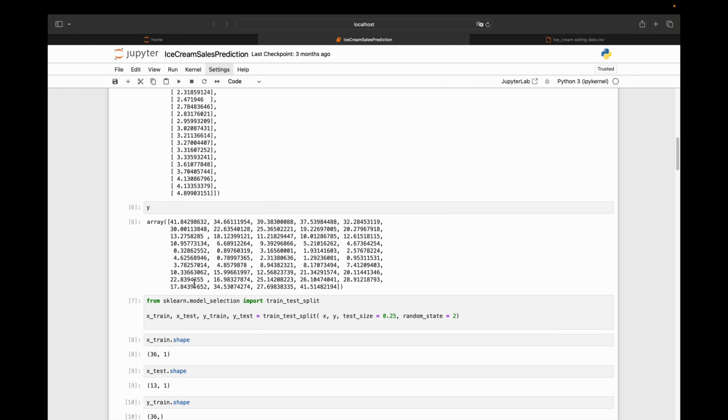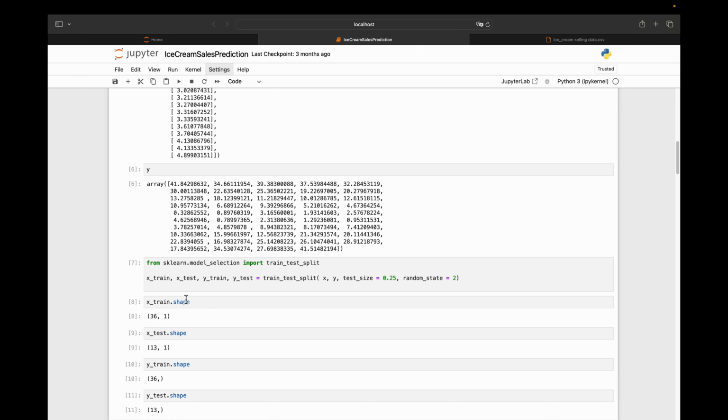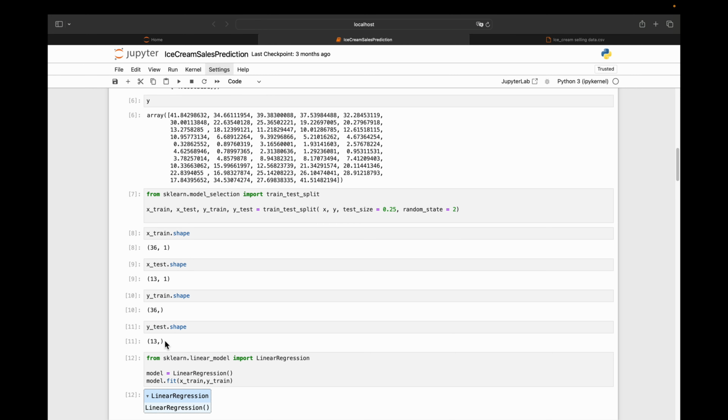Now, before building the model, we need to split the data. For that, we can use train_test_split. Here I'm mentioning test size to be 0.25, which means that 25% of the points will go into the testing data set, whereas the remaining 75% will go into the training data set. After division, in my training data set I have 36 points, whereas in the testing data set I have 13 points. Similarly, y_train and y_test will have the corresponding outputs.